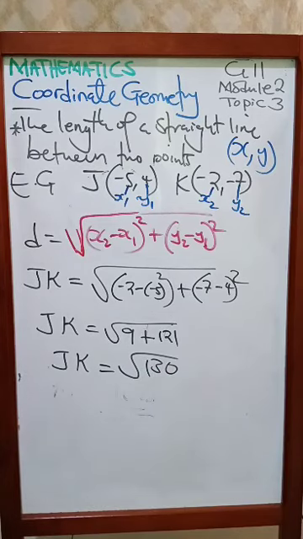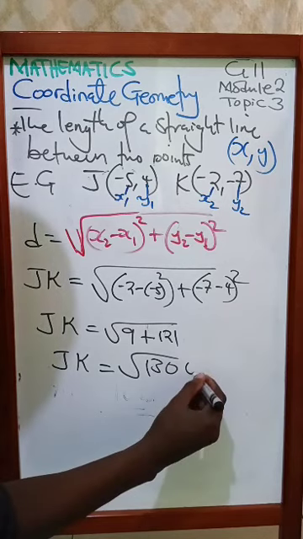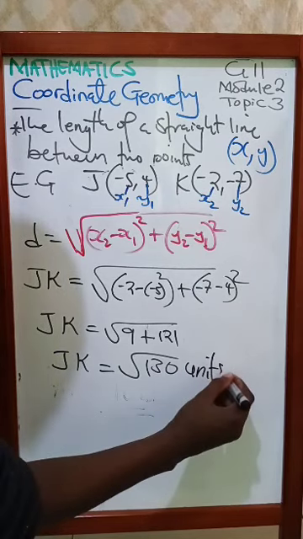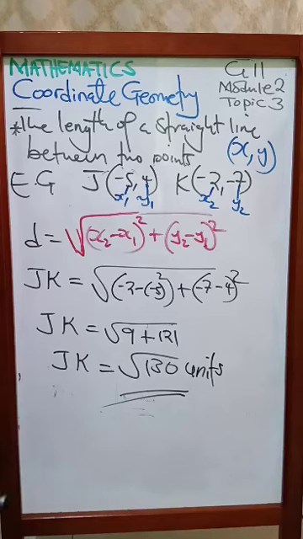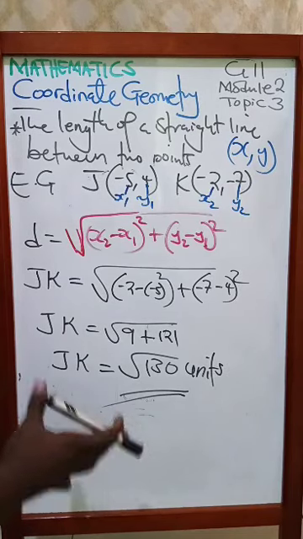So remember, this type of mathematics is what you're going to come across in paper 1. So there is no need for you to proceed beyond this point, because in paper 1 you're not given a calculator. So all you have to do is just leave it here and apply the units there. So JK is equal to the square root of 130 units.